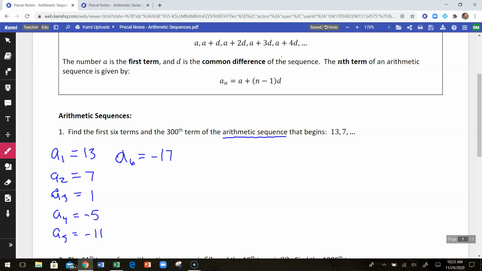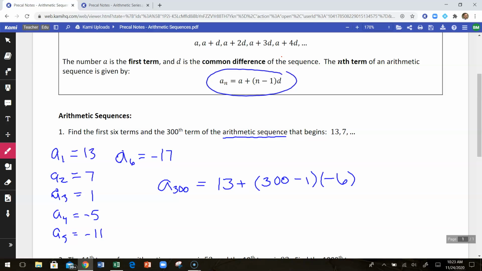Now the 300th term, I don't want to keep on subtracting 6 until I get to my 300th term. That's a lot of work. So to find that, I'm going to use my formula. And a sub 300, the value of my 300th term is going to be the first term, 13, plus again, n minus 1, that means the number term I want, 300 minus 1, times the common difference, and the common difference is -6. That is what we are adding or subtracting each time. So if I work that out, just some simple algebra and computation, we're going to get -1781. That would be the value of the 300th term. And I don't have to keep on subtracting 6 to get there. I can use that formula.